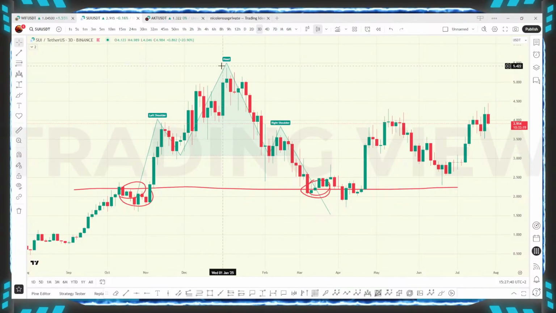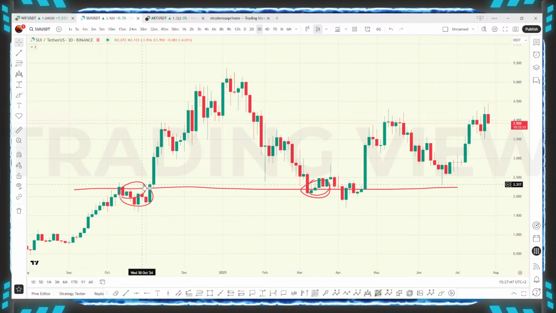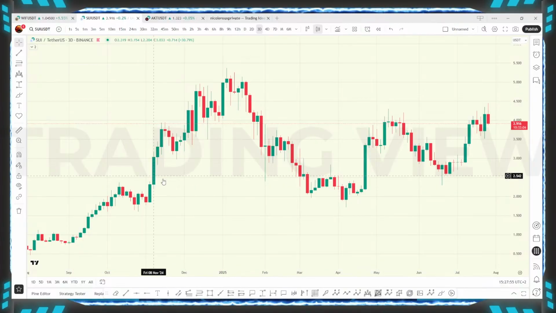So once again, I want to make it clear that head and shoulders is not the only thing that you need to look at. Obviously, you need to look at other indicators, support, resistance lines, everything. But this is nice confluence. Very, very nice confluence that we are looking at. So that is it for the head and shoulders.